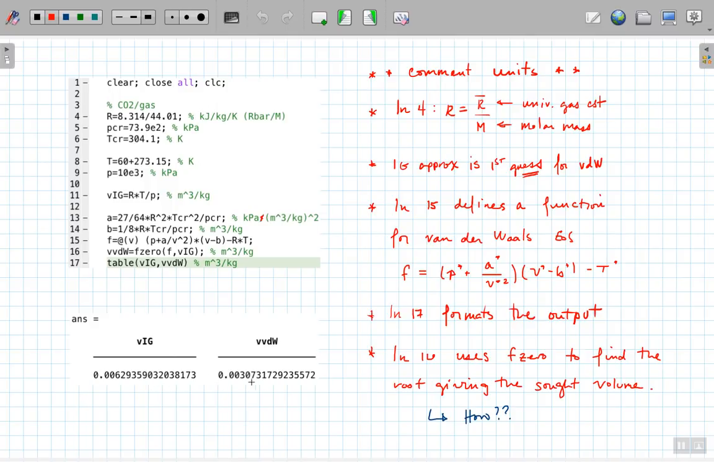But if we take a look at the output real quick, we can see that the ideal gas volume is more than twice the van der Waals volume. So something is really different, and probably the ideal gas law is not a very good model to use in this case. But let's go ahead and take a look once again at how line 16 is actually done in the computer.